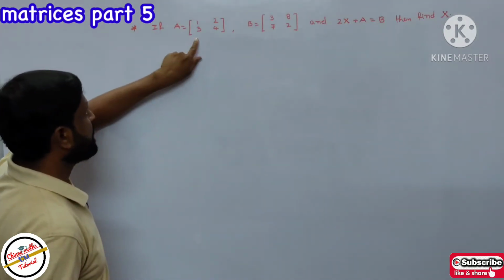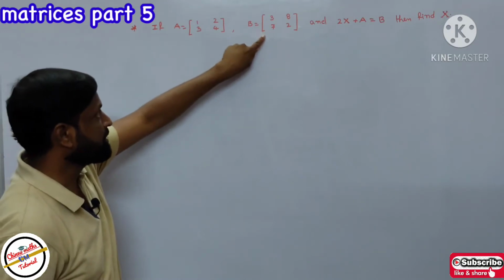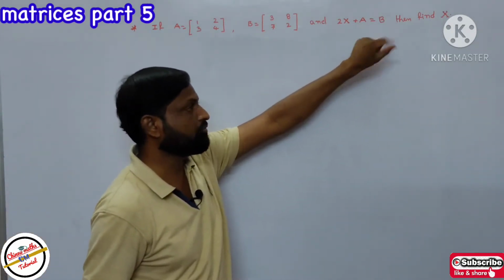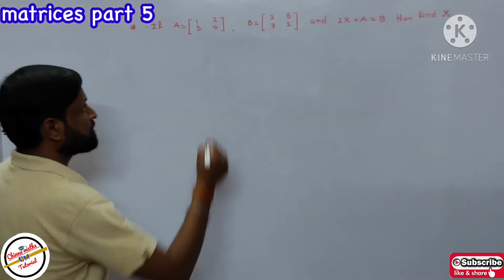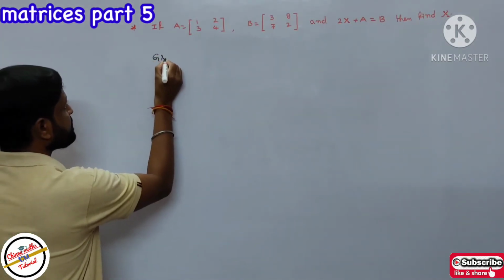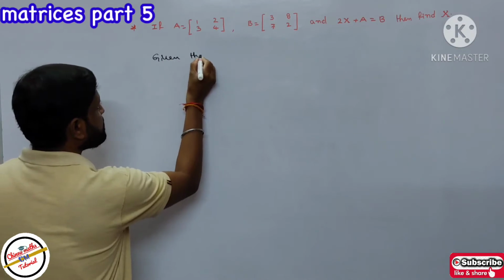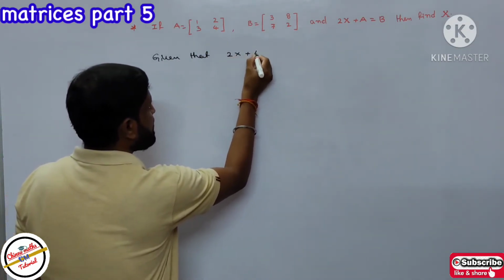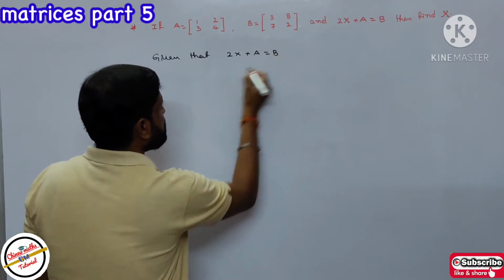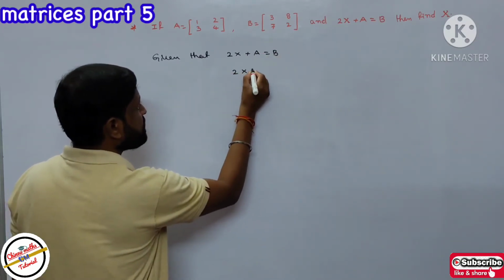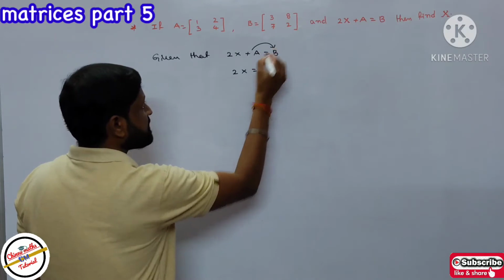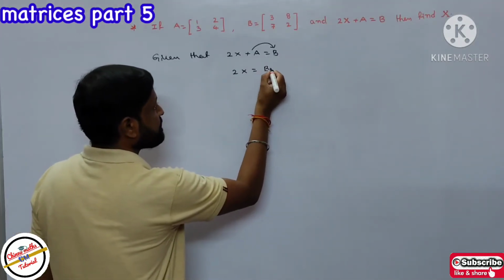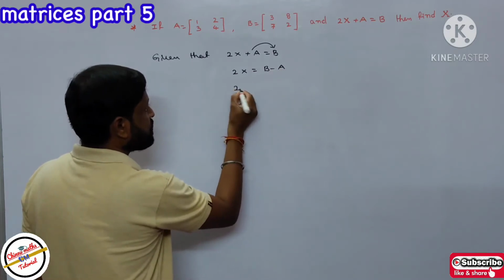The matrices A and B are given with one condition: 2X plus A equal to B. Then find the matrix X. So take the given condition: 2X plus A equal to B. Write the 2X value: 2X equal to B minus A, since the sign should be changed. First find the 2X value.